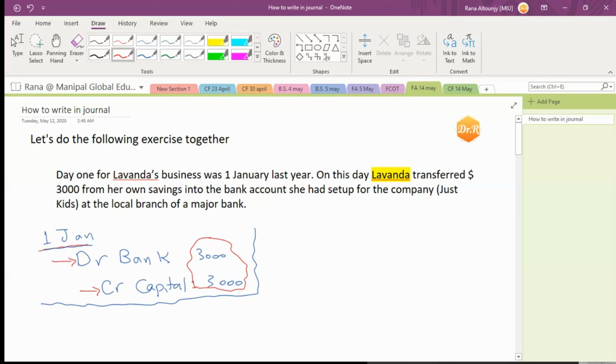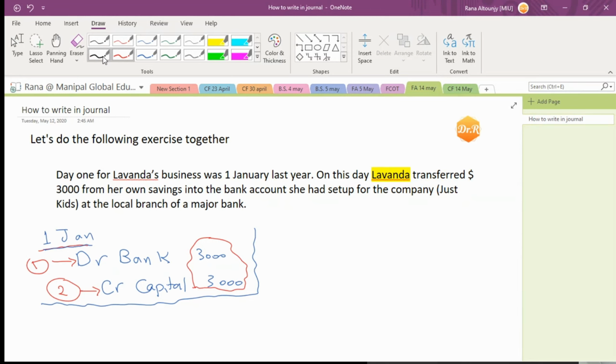When we are writing the transaction, you need to always keep the first line for the debit side. The second line is for the credit side. So make sure to put the debit first, the credit second. This is better and easier for the reader. So this is how we write in the journal.